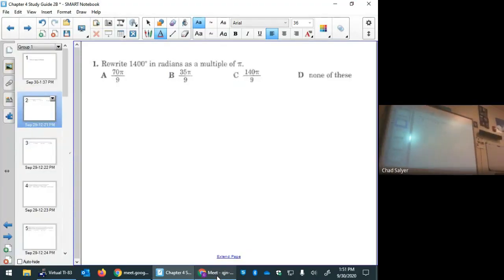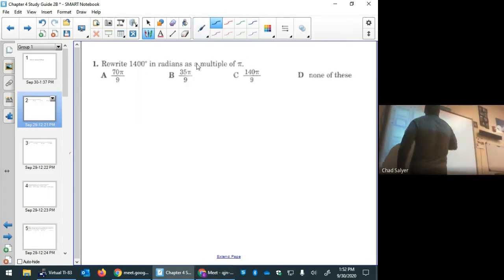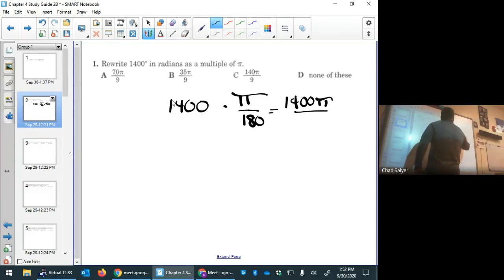Okay, so rewriting 1400 degrees in radians as a multiple of pi is our task. We're going to use the conversion factor when we go from degrees to radians, and that's going to be pi over 180. So that's 1400 pi over 180.